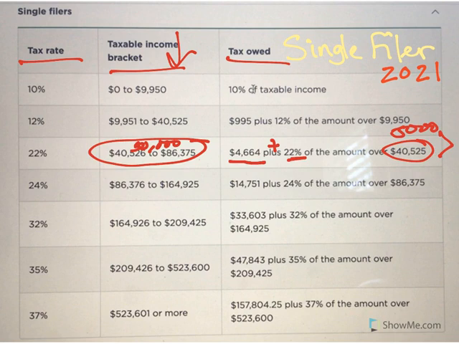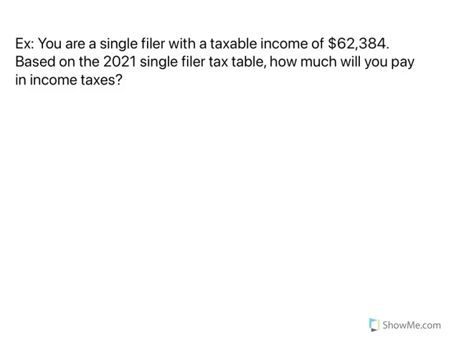So we're going to do an example based off of this tax table. You are a single filer with a taxable income of $62,384. Based on the 2021 single filer tax table, how much will you pay in income taxes? Again, remember, this is very basic. There's so much more that goes into it than just a tax table, but just for clear understanding, this is what we got. So first we need to figure out which tax bracket $62,384 falls into.